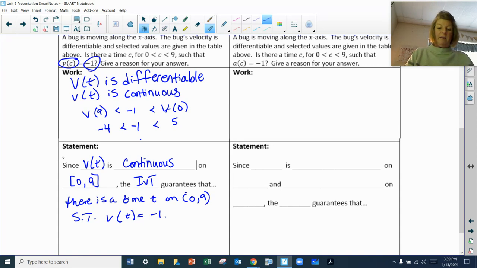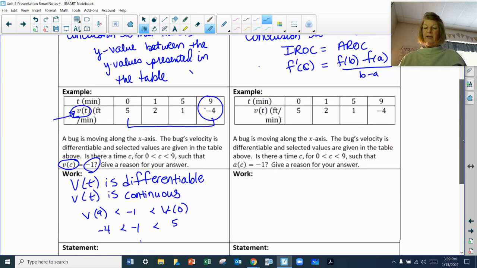So this little statement here, think of quote marks around this. This is a statement that you could recycle over and over, right? Kind of fill in the blank style. All right, let's go back over to this other one, do the next example.